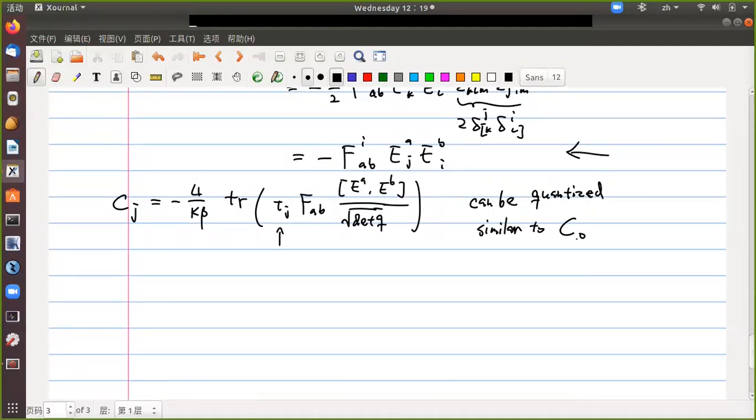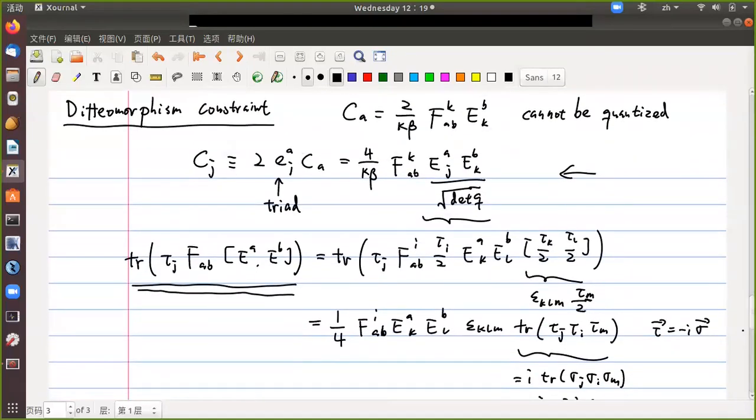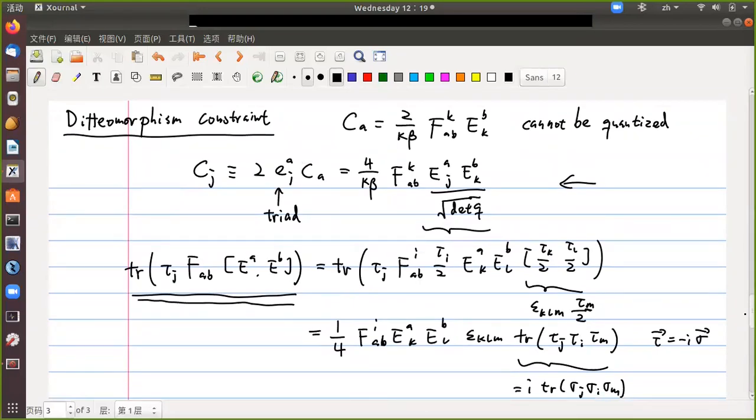Again, this trick was invented by Thomas Thiemann, I think, in 2007, maybe 2004. I don't remember the exact year, so either 2007 or 2004.